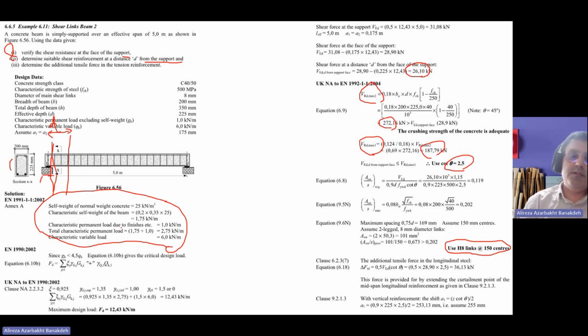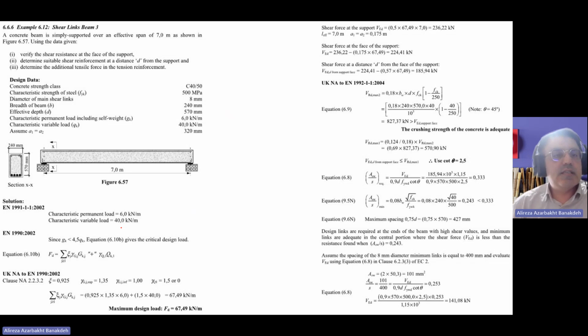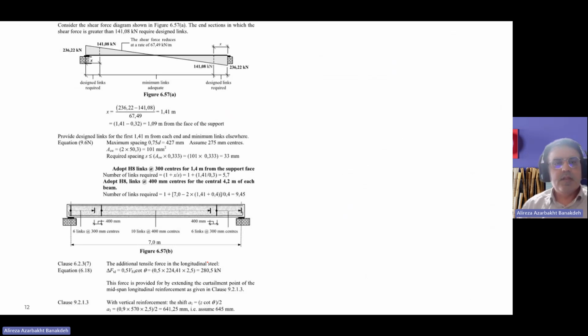So we just proceed to the example 612. Just a few parameters are different here, but really it's straightforward. Again, you're in the case number 2. Just try to review the example, and we will discuss any doubt or problem during the next session.